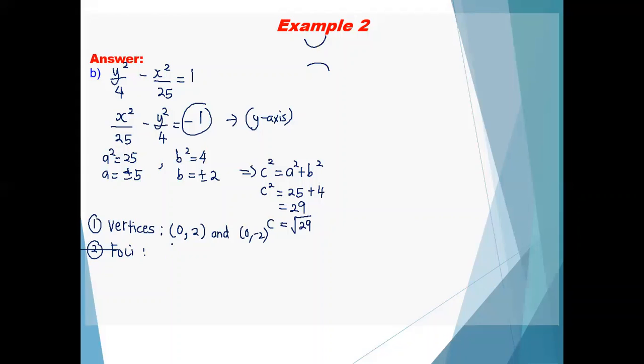Foci is 0. Foci adalah 0 dengan c lah. Okay, c. So c adalah negative square root 29 and 0 square root 29 and foci.